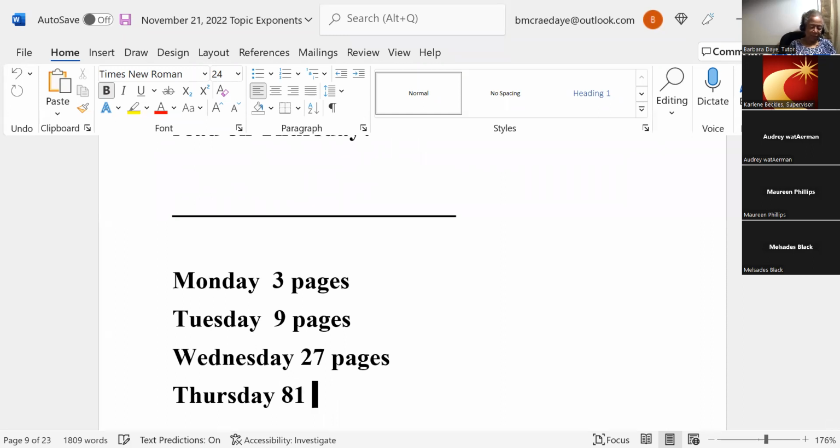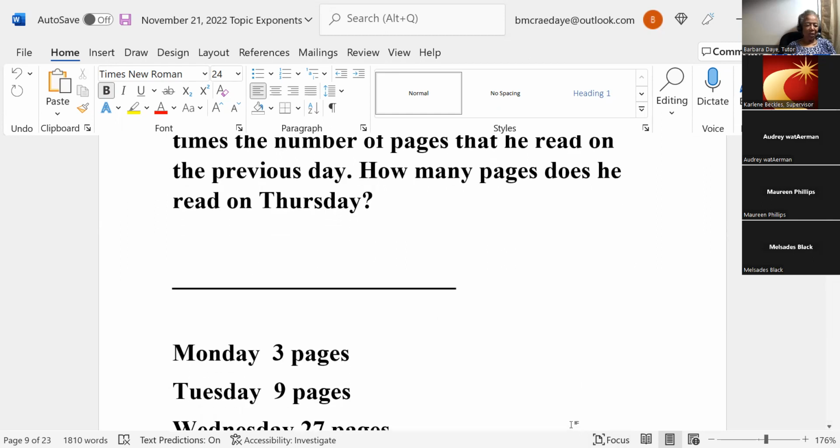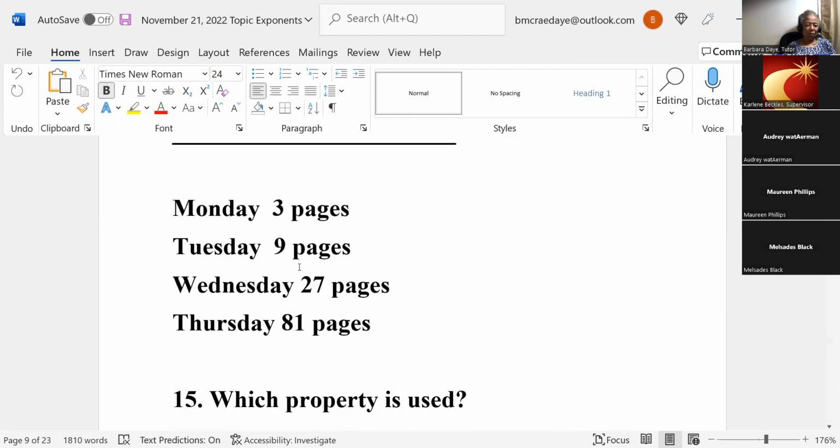See? Okay. So the question says, how many pages does he read on Thursday? Each day he's reading 3 times as many as the day before. So 3 pages to begin with. And each time you multiply it by 3. So 3 times 3 equals 9. 9 times 3 is 27. And 27 times 3 is 81.